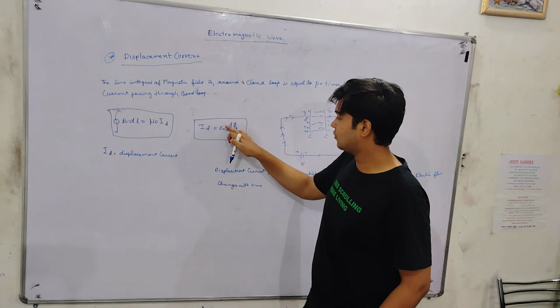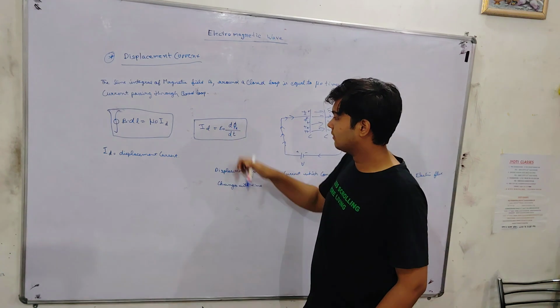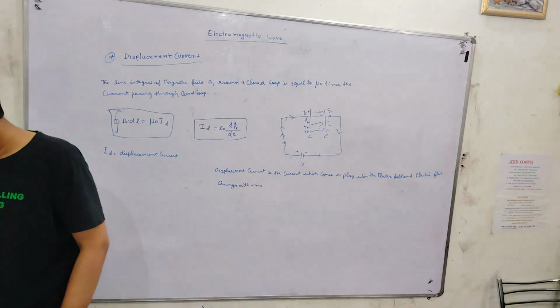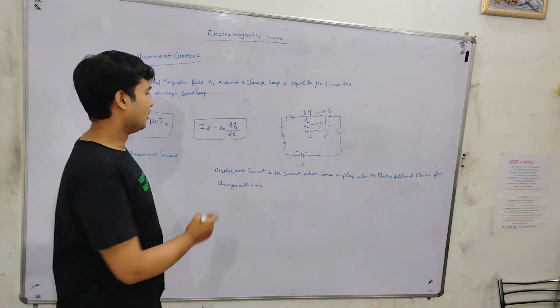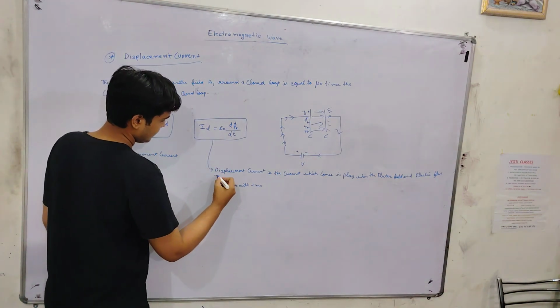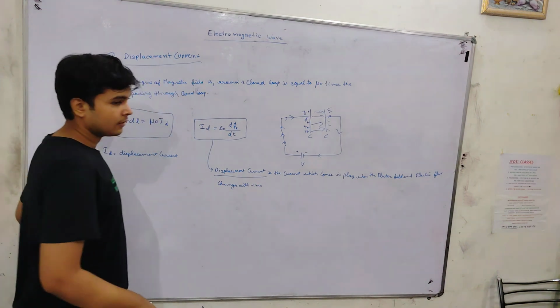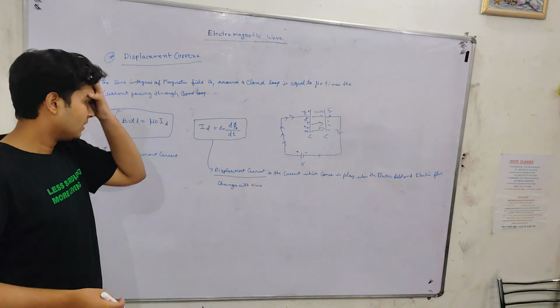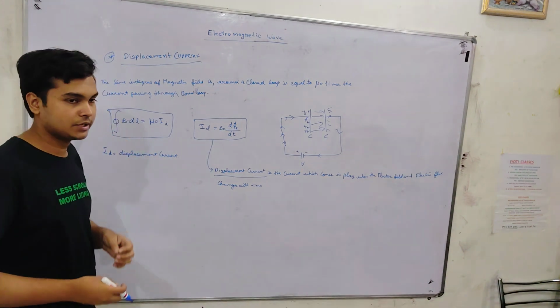In numericals we do not put the minus sign, as the value can decrease or increase. There can be variation in the value. See, this is the value of displacement current. This is the displacement current. Write it down.